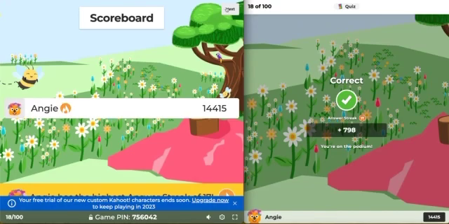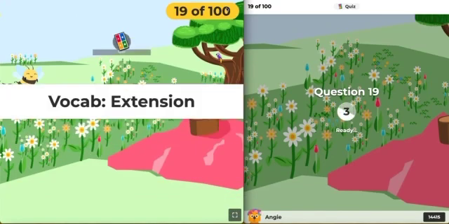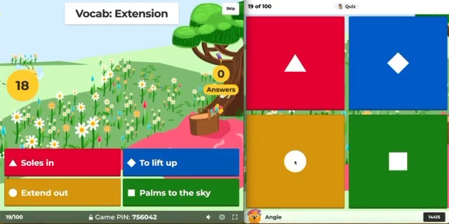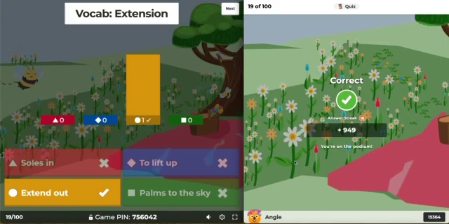So let's move on to the next question. Vocab, extension. So what is extension? Extension means to extend out. So once you flex, you gotta extend back out. Extension and flexion, extension and flexion. Flexion, you're gonna extend back out. Flexion, you're gonna flex.